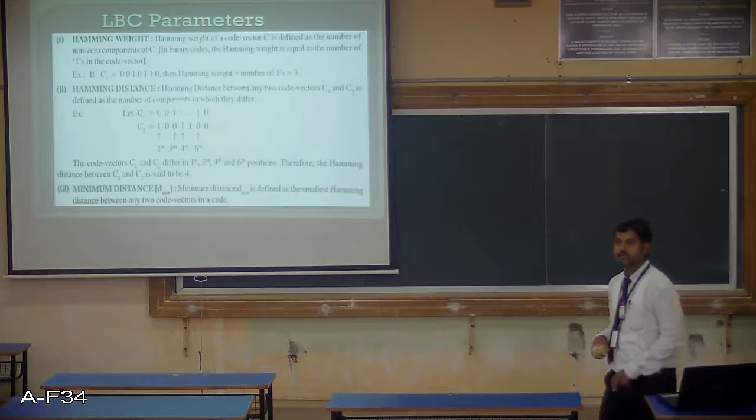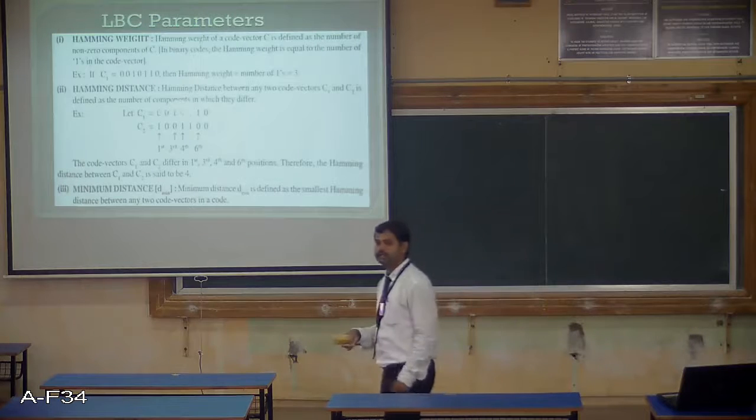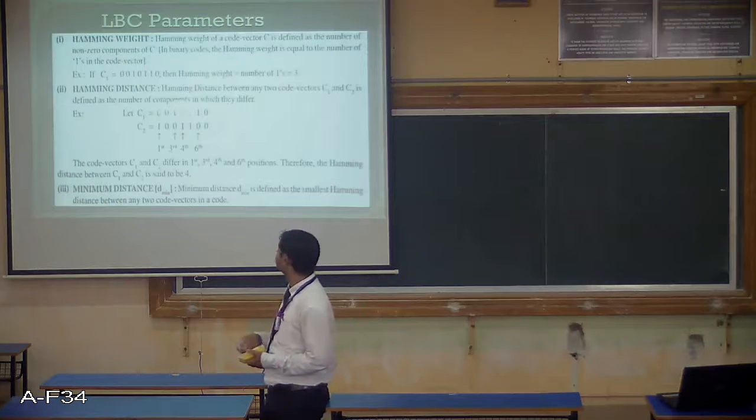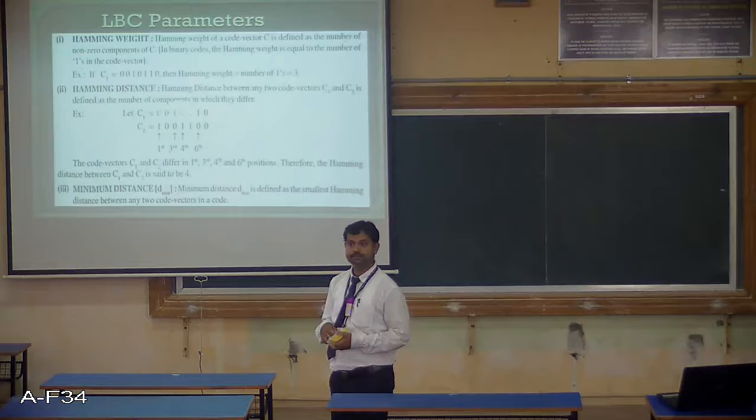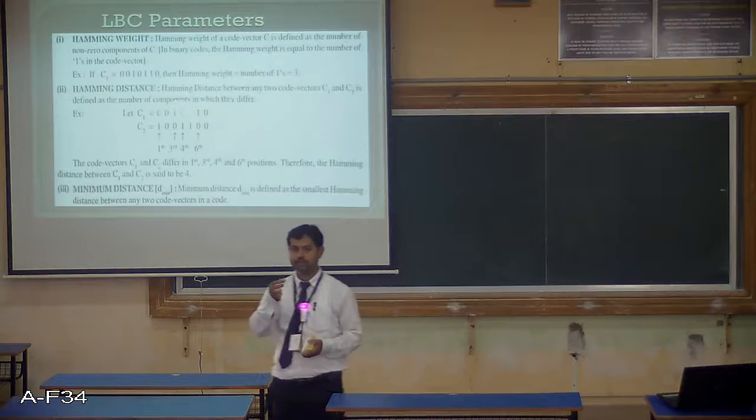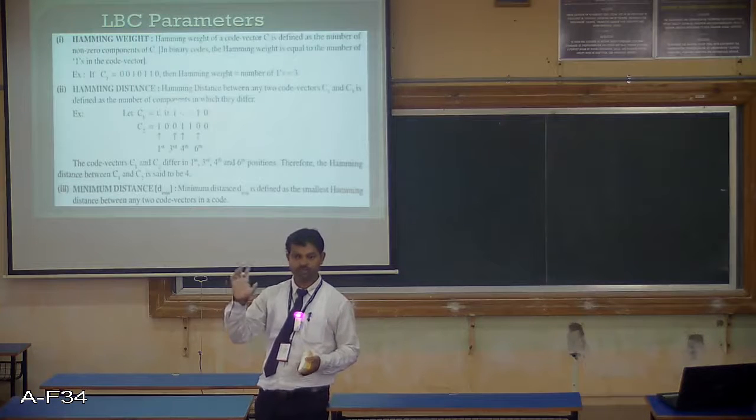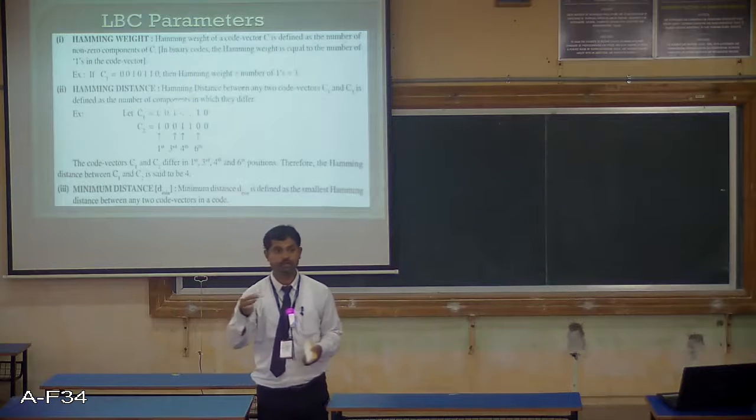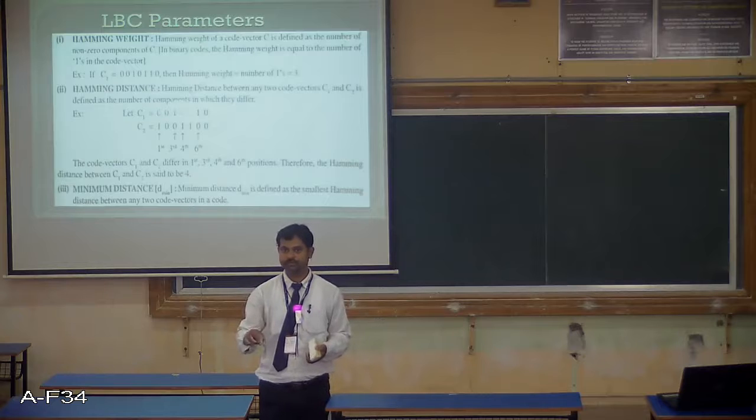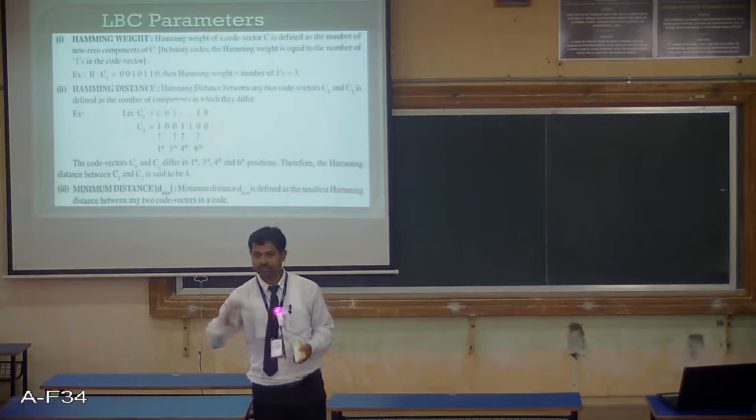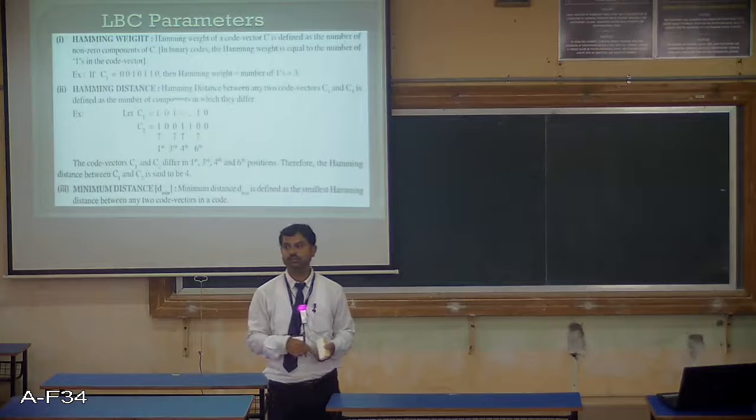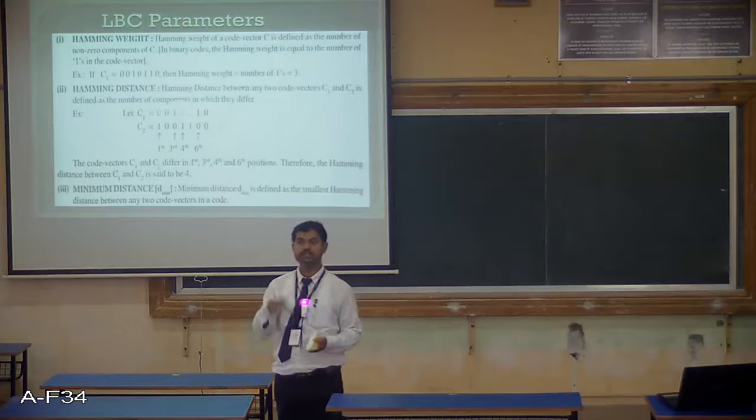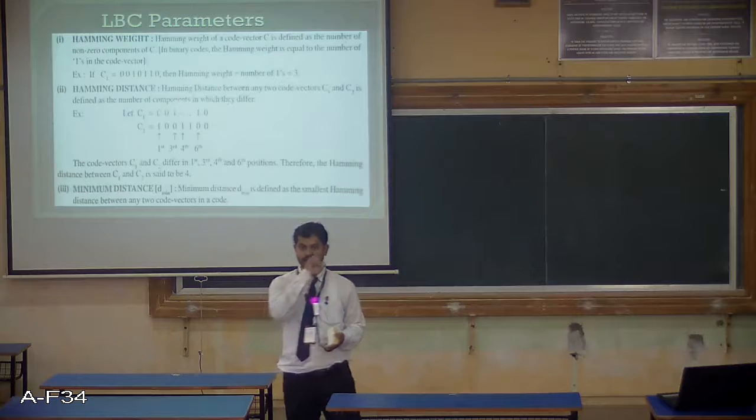Fine. So we have some linear block code parameters, very important parameters, from which I can define my decoding process. The first one is the Hamming weight. Hamming weight is the number of ones present in a code word. In a 7-bit code word, if all 7 bits are 1, its weight is 7. If all 7 bits are zeros, its weight is 0. Based on the number of ones present in the code vector, we call it the Hamming weight.